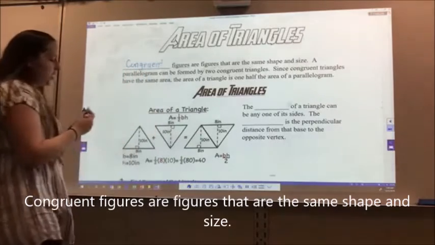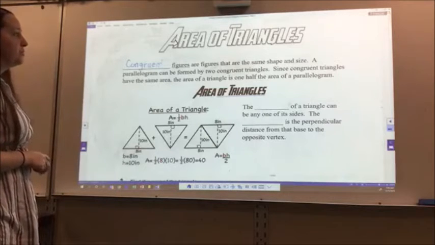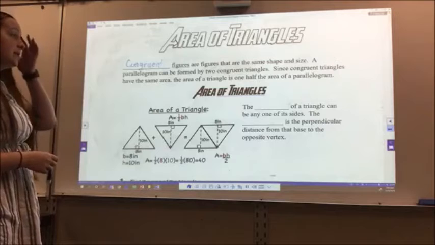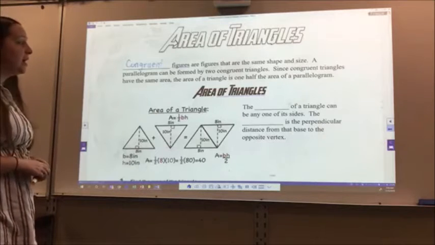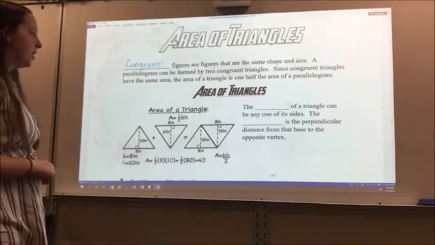So congruent figures are figures that are the same shape and size. A parallelogram can be formed by two congruent triangles. Since congruent triangles have the same area, the area of a triangle is 1/2 the area of a parallelogram.